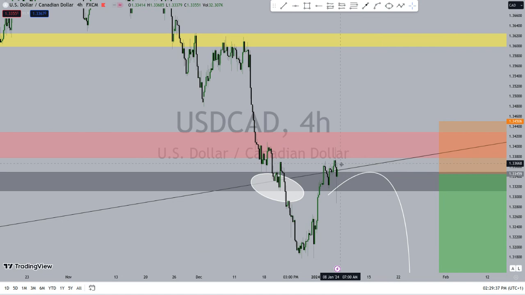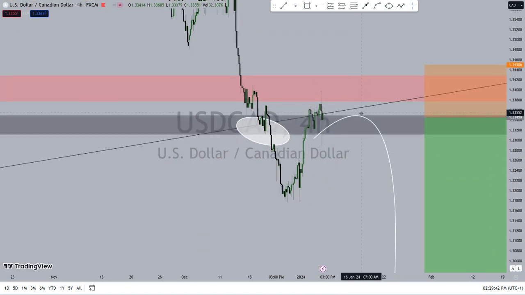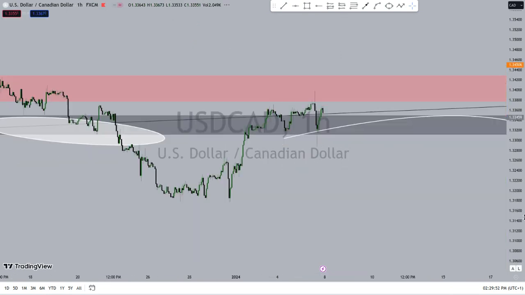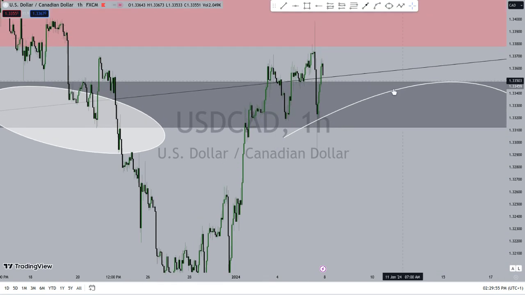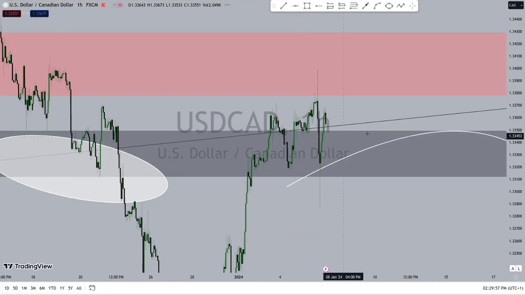Let's just go ahead and delete this. So when the market opens, we should be looking for shorts. As long as price is still acting on this trend line, we are looking for shorts on USD/CAD, the US dollar against the Canadian dollar. You can see it clearly on the 1 hour time frame.